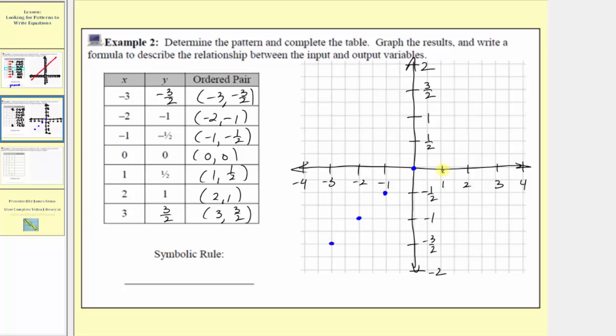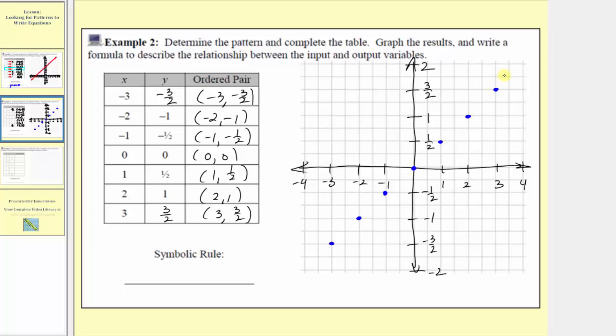So the input is 1, so we go to 1 on the horizontal axis. The output is +1/2, so we go up to 1/2 here. Next we have (2, 1), input of 2, output of 1. And finally we have (3, 3/2). So the input is 3 and the output is 3/2.